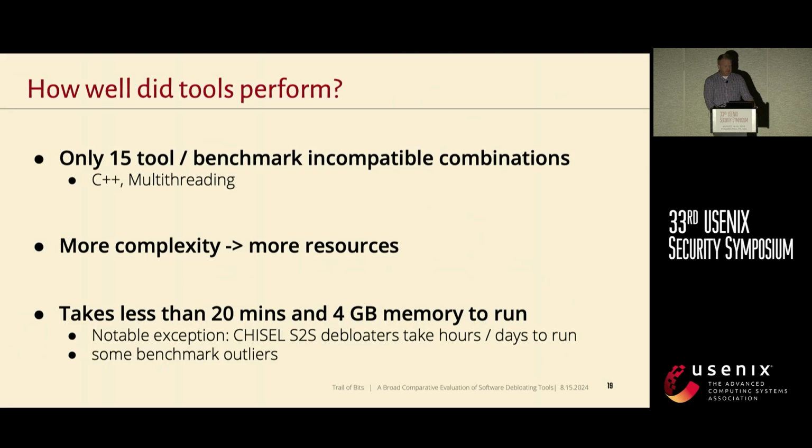All right, so let's get to the results. So how well did the tools perform? The good news is the tools are pretty readily adaptable to the benchmark programs we selected. We noted only 15 instances where a tool and benchmark were just incompatible and we couldn't run them. As we expect, the more complex the benchmark program, the more resources the debloater requires to run. But ultimately, with one notable exception, debloating takes less than 20 minutes and takes less than 4 gigabytes of memory on your machine to run. So generally, this is fairly tractable for most users.